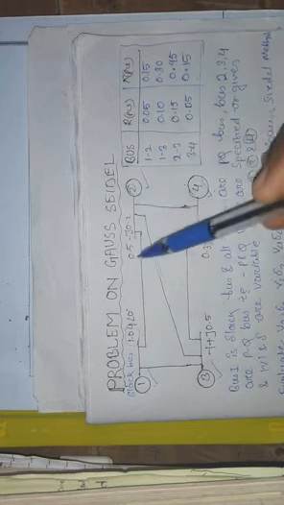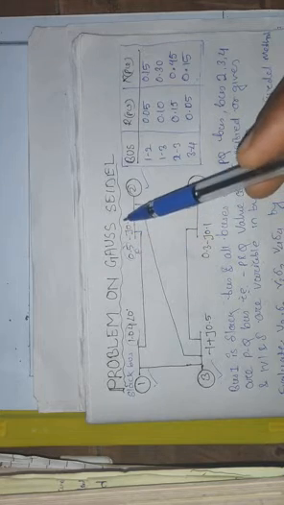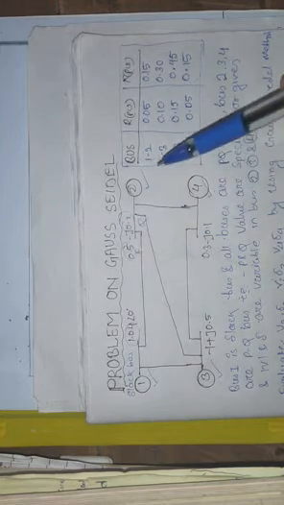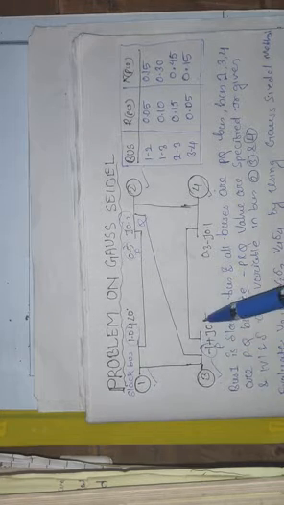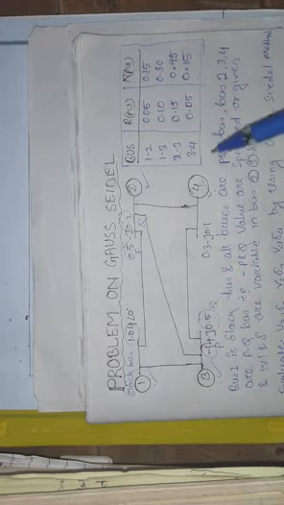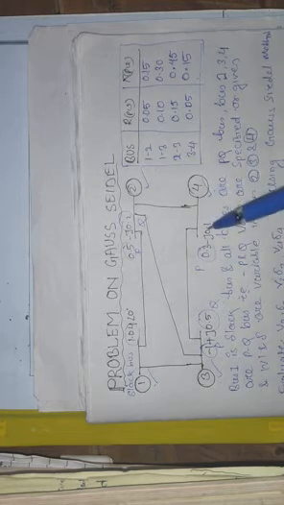In the second bus, this is the active power P and this is the reactive power Q. In the third bus, active power P and reactive power Q are given. Like that, in the fourth bus, active power P and reactive power Q are given.